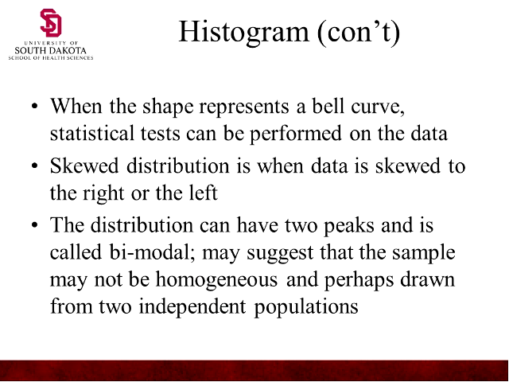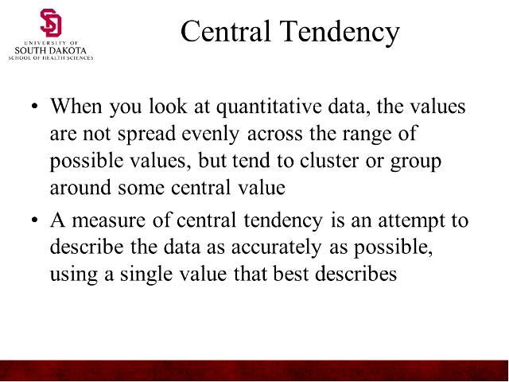When the distribution has two peaks, it's considered bimodal. So when you have a peak here and then another peak, that's considered bimodal, and that suggests that the sample may not be homogeneous or perhaps drawn from two independent populations. What it could say is there are two distinct groups within that data. In my doctorate, in my dissertation, I literally had several bimodal results based on two different influences within the data. So I did have two distinct populations within the overall population, and that proved to be very descriptive of what was going on.